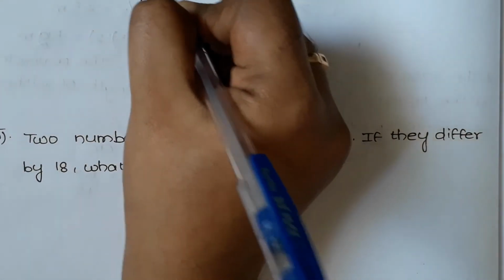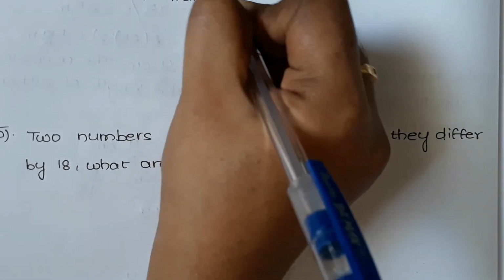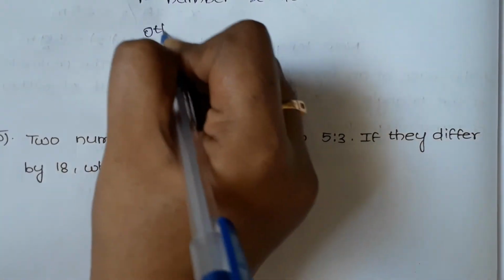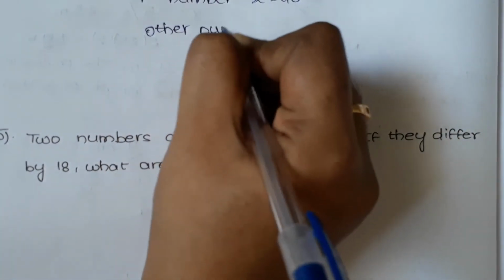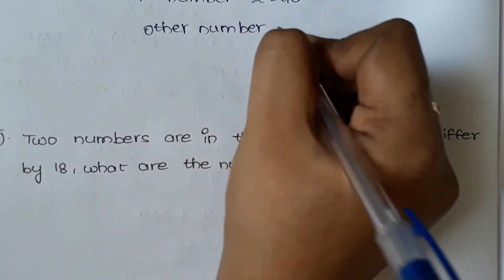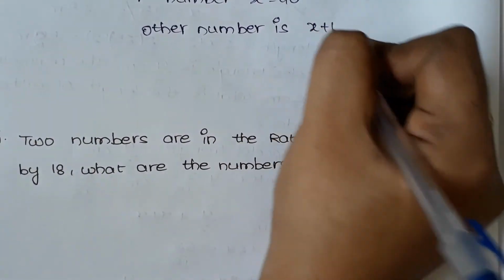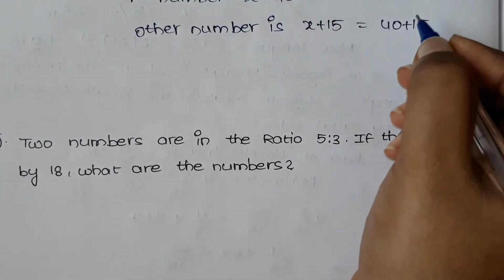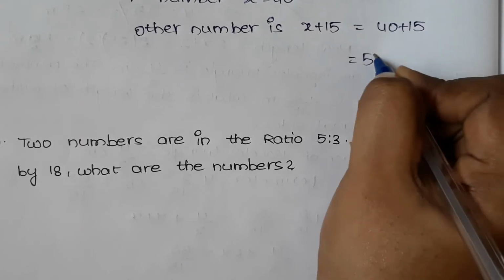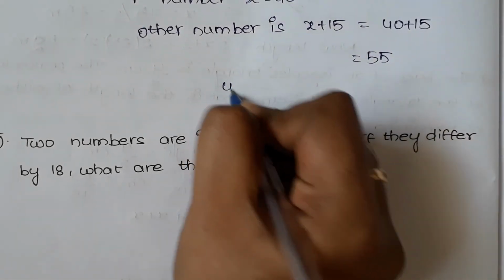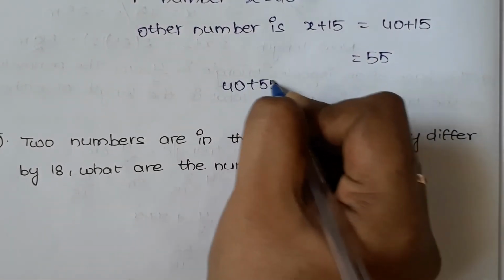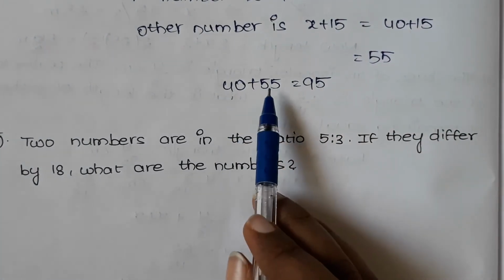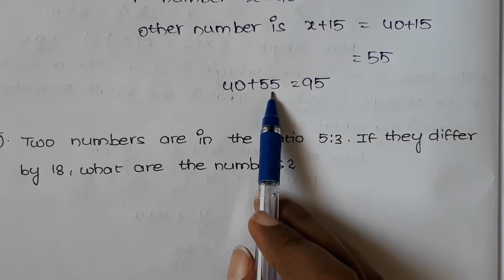The first number equals x, that is 40, and the other number is x plus 15, that equals 40 plus 15 equals 55. Their sum, that is 40 plus 55, equals 95, and the two numbers are 40 and 55. This is about the fourth problem.